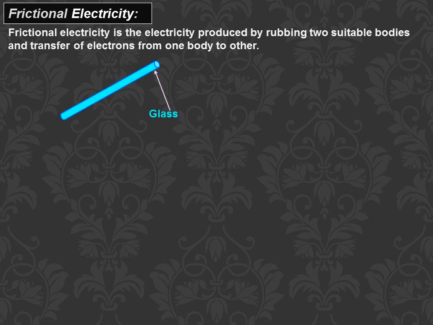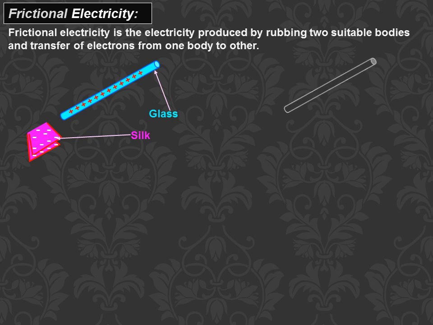Let us take one example. We have taken a glass rod and a silk cloth. When you rub this silk cloth over this glass rod, you will get positive charge on the glass rod and silk gets negative charge. The body which loses electrons gets positive charge and the body which gains electrons gets negative charge.